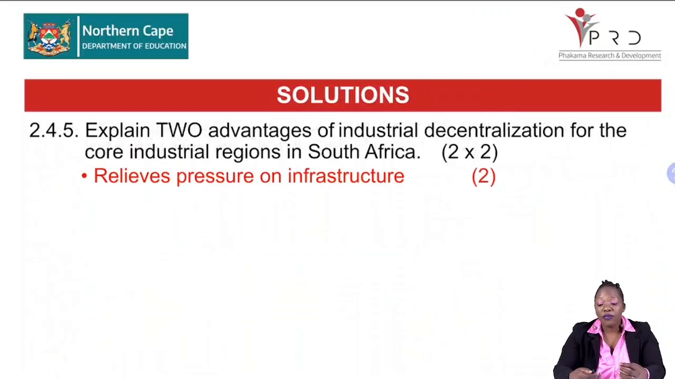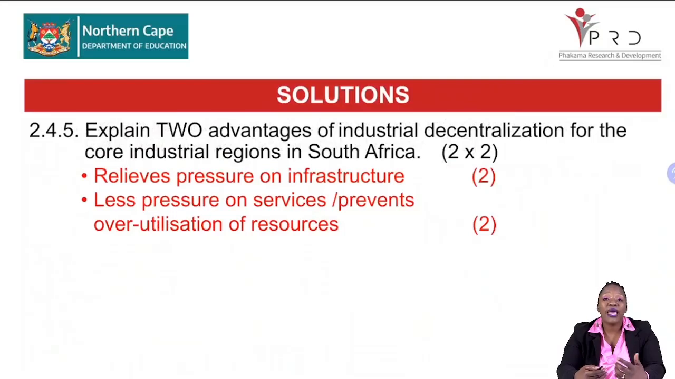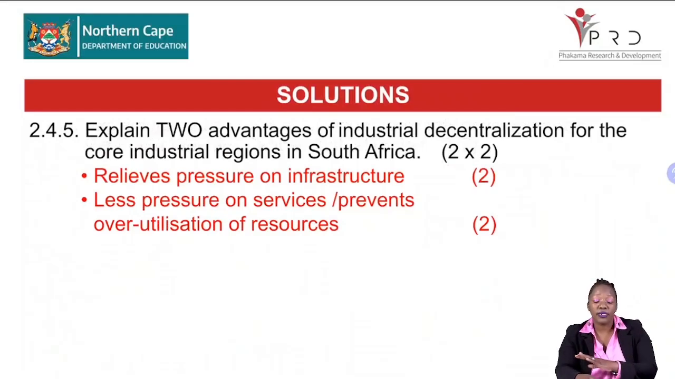So therefore, if we are moving some of the industries, it means there will be a relief in the pressure of the infrastructure. And also, there will be less pressure on the services, which will prevent the overutilization of these resources because the industries will be spread out.